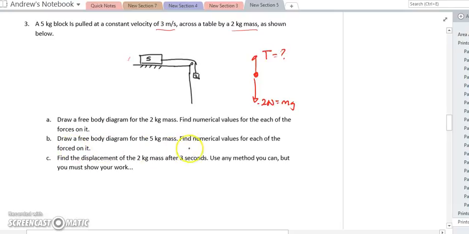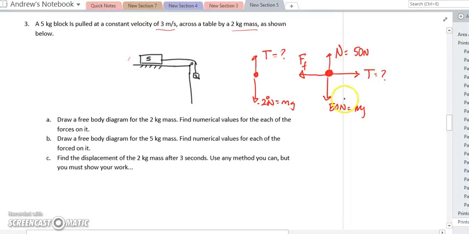Draw a free body diagram for the 5 kilogram mass and find the numerical values for each of the forces on it. So for this one here, I'm going to run out of time with this video, but this one here is the larger of the two masses. It's 50 newtons. Sorry, 5 kilogram box, 50 newtons. I made a mistake here. This is 20. And so then it must be a normal force of also 50 newtons up. Now, there's a tensional force here, T, which is unknown, and there's a force of friction, which we know is going to be the same value.